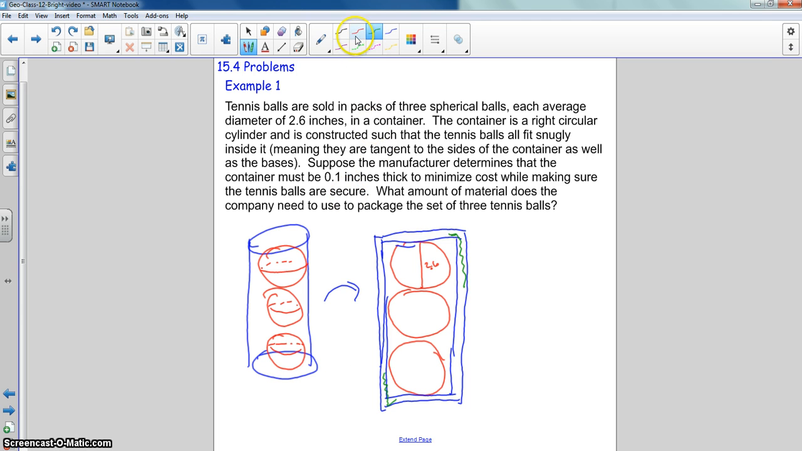If I know that each ball is 2.6 inches, that means that the height of the inside part of the container is going to be, height inside is 3 times 2.6, or if you do this out, it ends up being 7.8. At the same time, for the inside diameter, we know that each sphere is tangent, so the diameter of the inside is just 2.6.